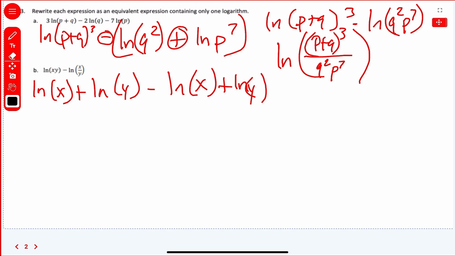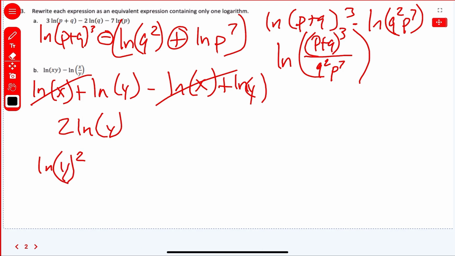Now that is going to become, what do we have here? Now we have, well, those cancel. And leave you with 2 ln y, which we would write as ln y squared. Now, it doesn't really matter. I guess we want to put that in parentheses there. So that's it. Okay.